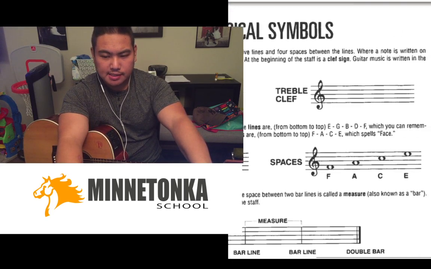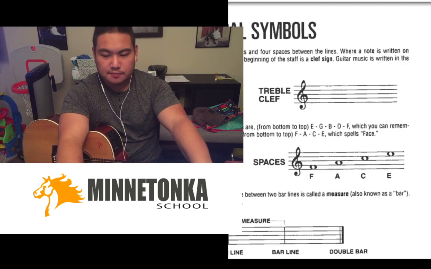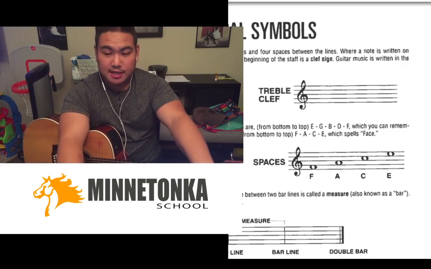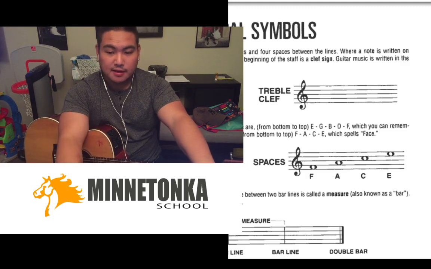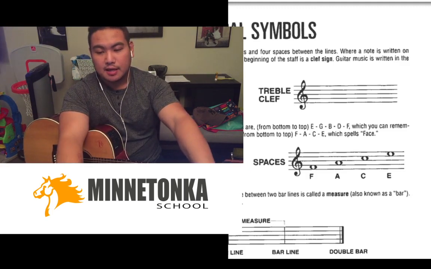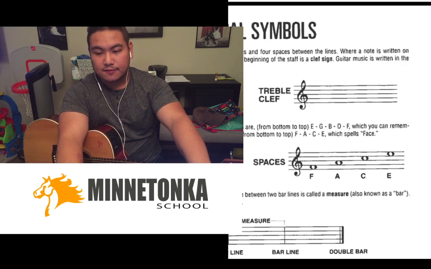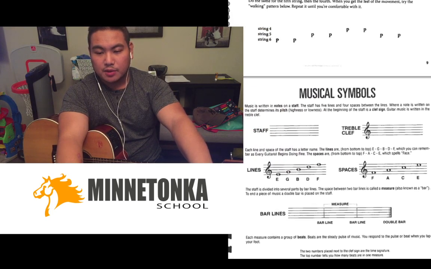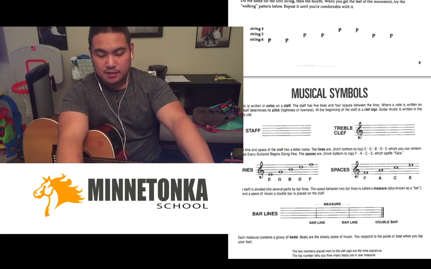But for the spaces, as you know, there are 4 spaces. It actually spells the word face, so that's kind of convenient. The first space is F, the 2nd space is A, the 3rd space is C, and the 4th space is E. All right, so we've got every good boy deserves fudge for the lines and face for the spaces.